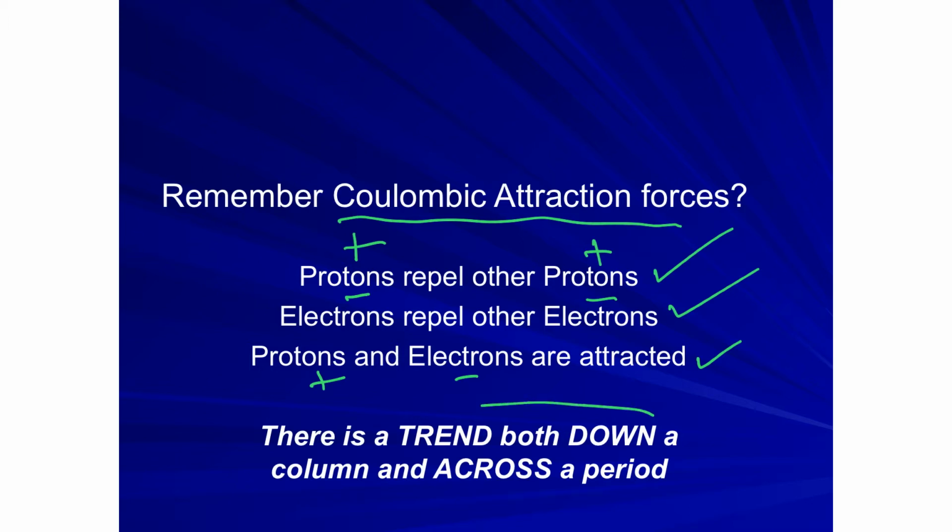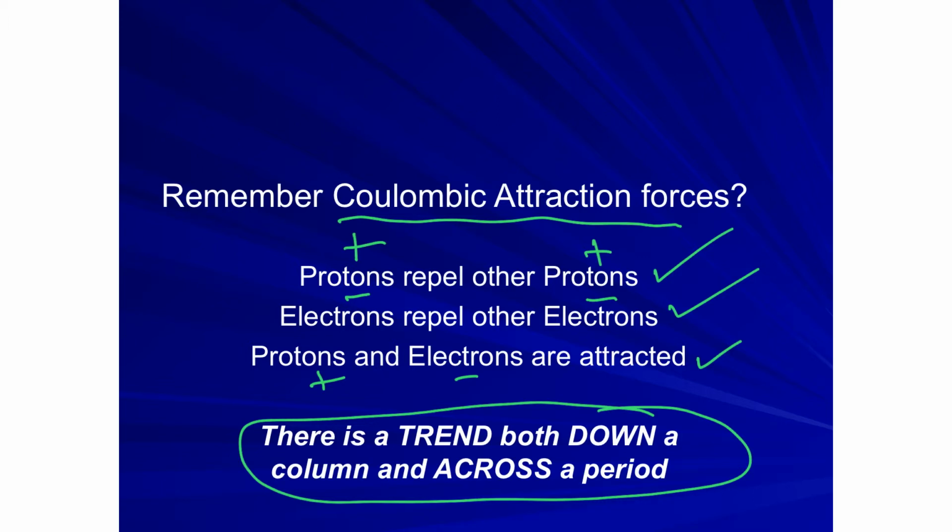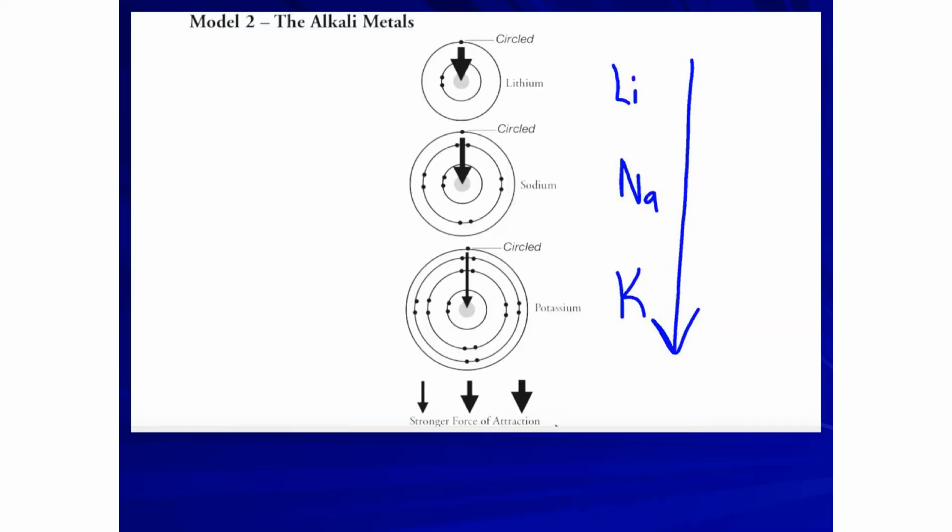And we're going to see a trend of these Coulombic attractions going down a column or a family in the periodic table, and also across a period or a row or an energy level in the periodic table. So let's look at the trend going down a column or family.